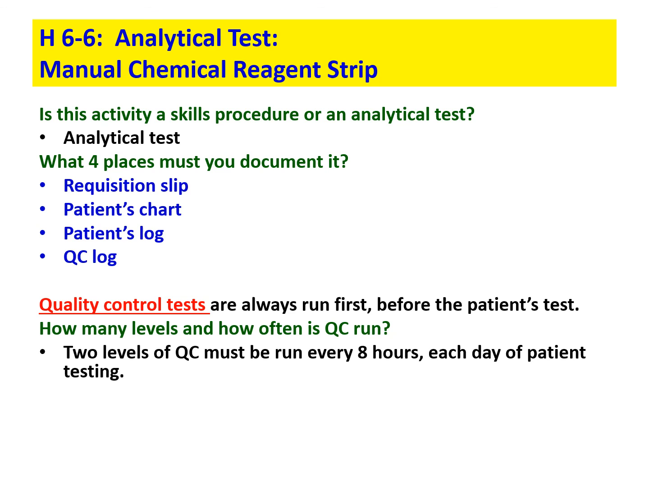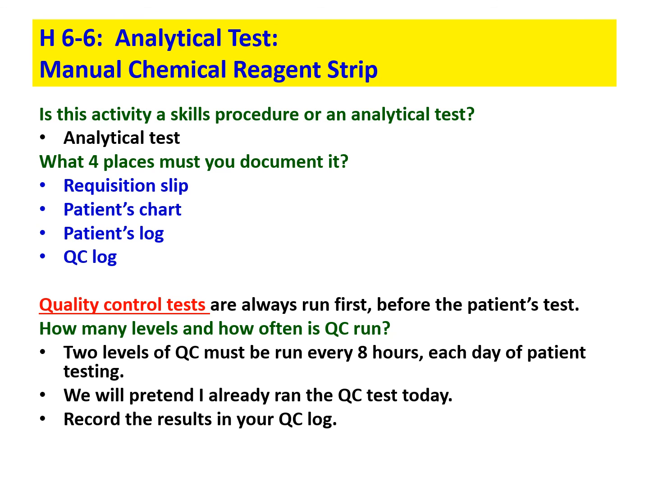They must be run every 8 hours each day of patient testing. If you are open 24 hours, then you're going to have to run controls every 8 hours, okay? And if you don't do a urinalysis on a patient all day long while you're open, then you don't have to worry about doing QC. But if you run a patient, then you do. Okay. When we come to class, we're going to check that QC log. I'm going to expect you guys to flip back and look and see if QC has been run that day or not, and see if you need to run control. So we'll do that on Wednesday.